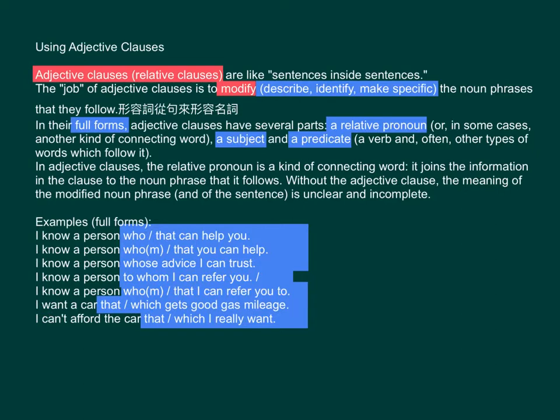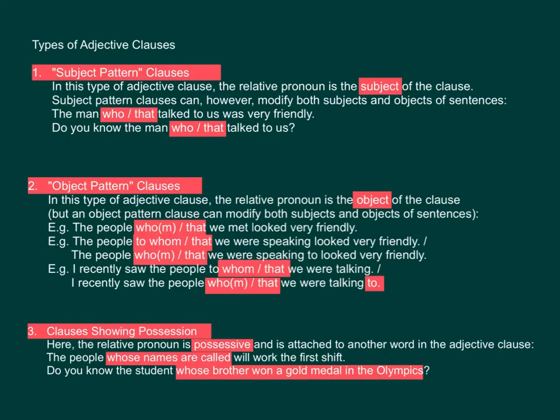I want a car that or which gets good gas mileage. I can't afford the car that or which I really want. Types of adjective clauses.